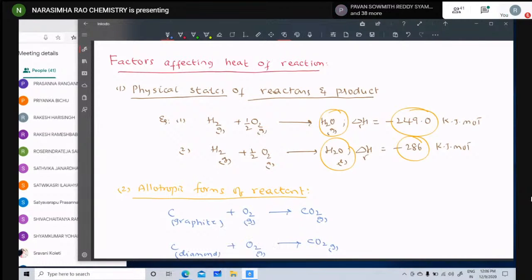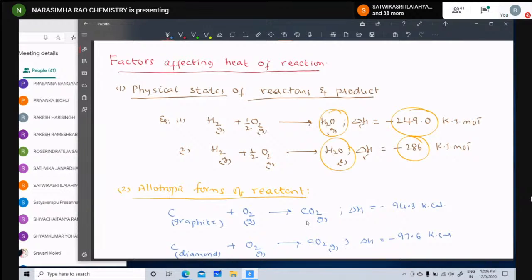In case of diamond, for this reaction, how is delta H varied? Let me discuss. Minus 94.3 kilocalories. Here minus 97.6 kilocalories mole inverse. Here also the number of moles is 1 mole we are taking.